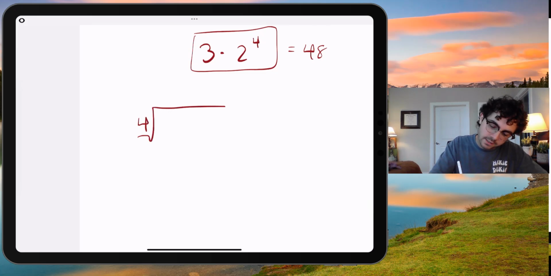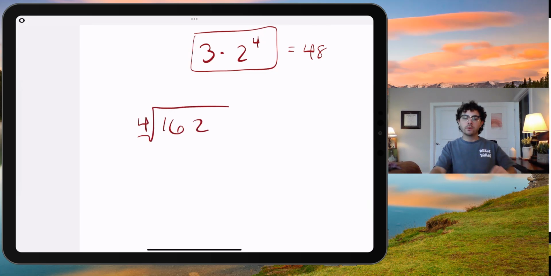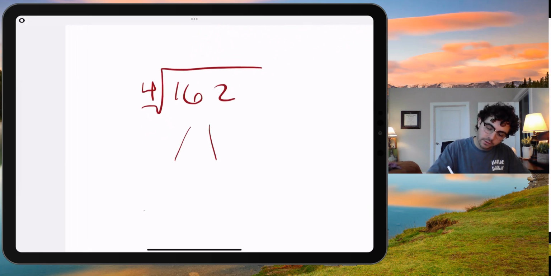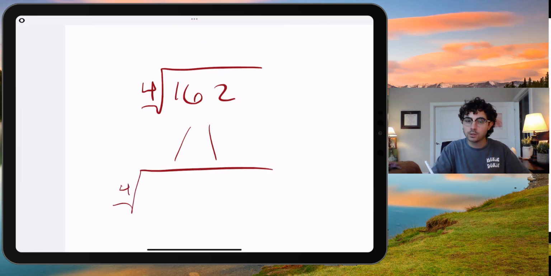Fourth root of 162. How can we go about this? Well, we want to break it into factors. If we can do it, ideally, we break it into 2 factors, where one of those factors is a perfect fourth. So like 16. 16 is 2 to the 4th. Or 81. 81 is 3 to the 4th.